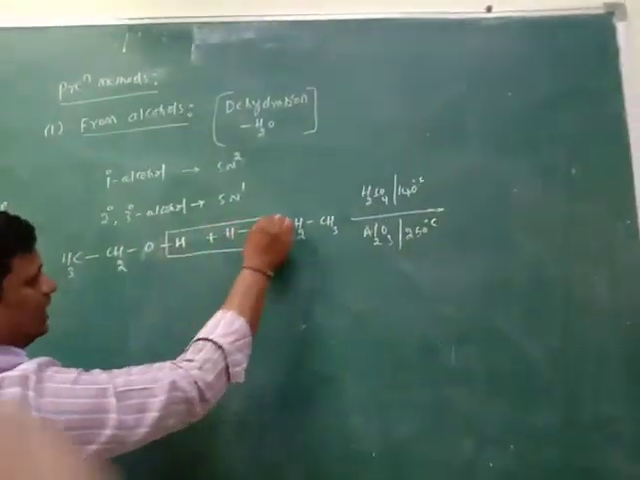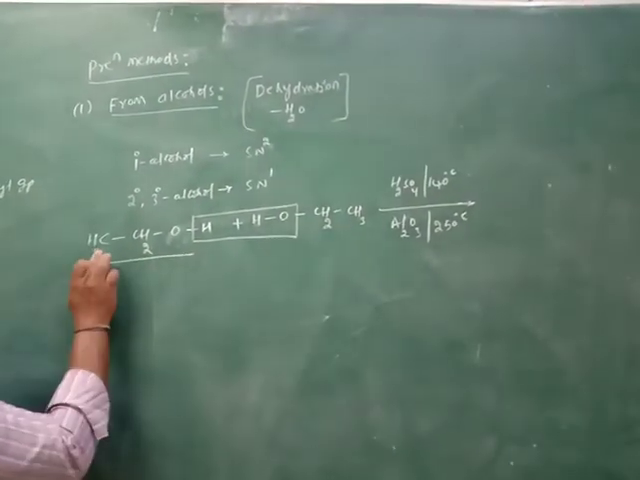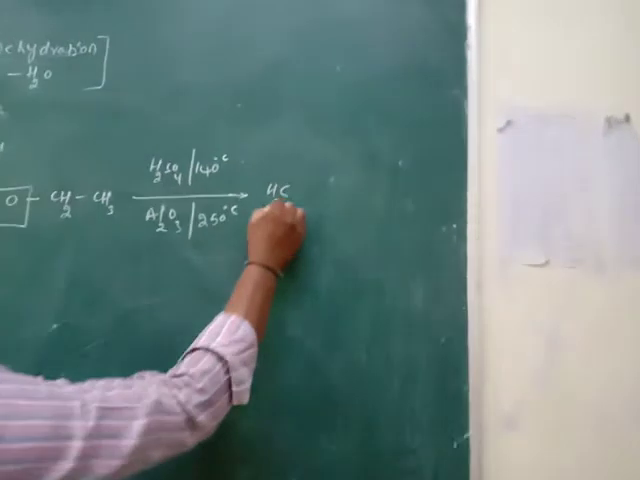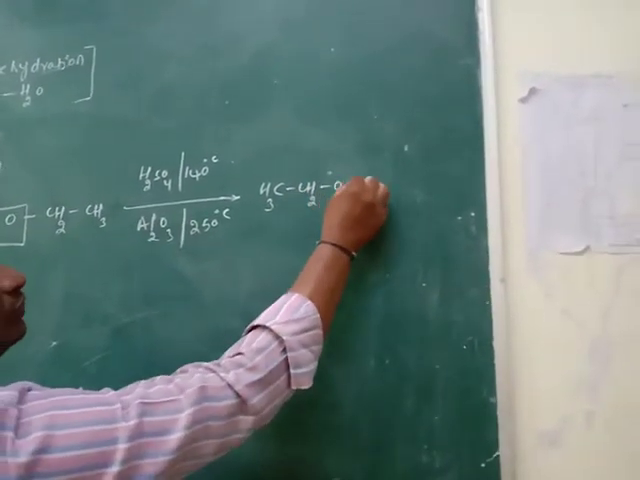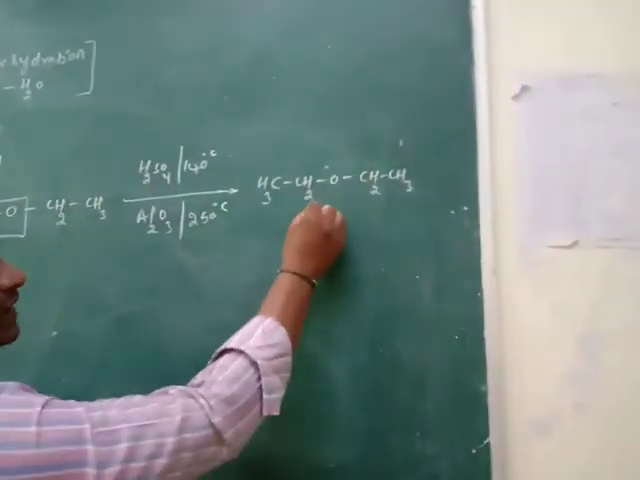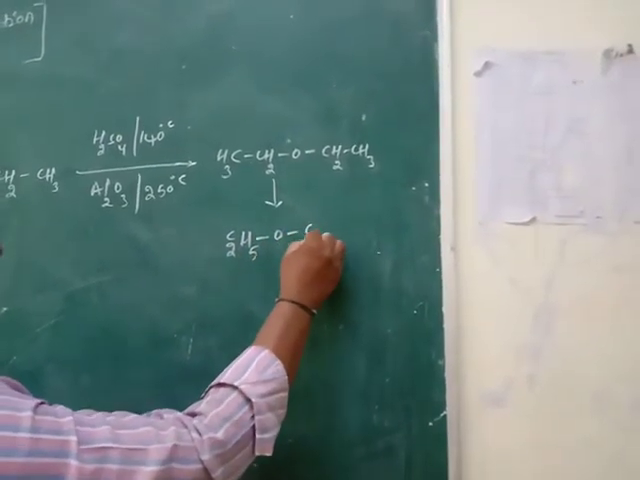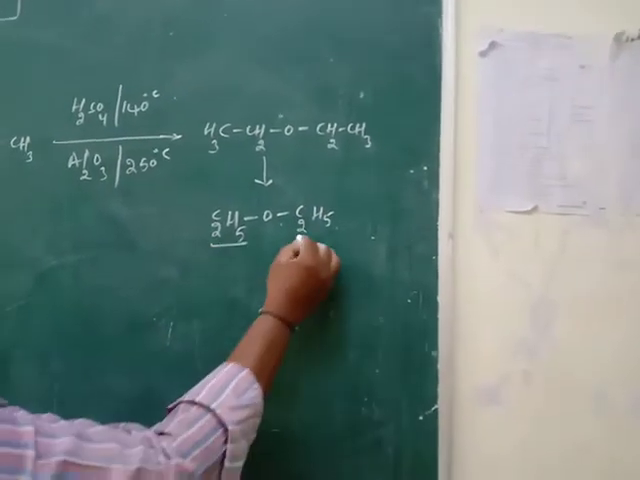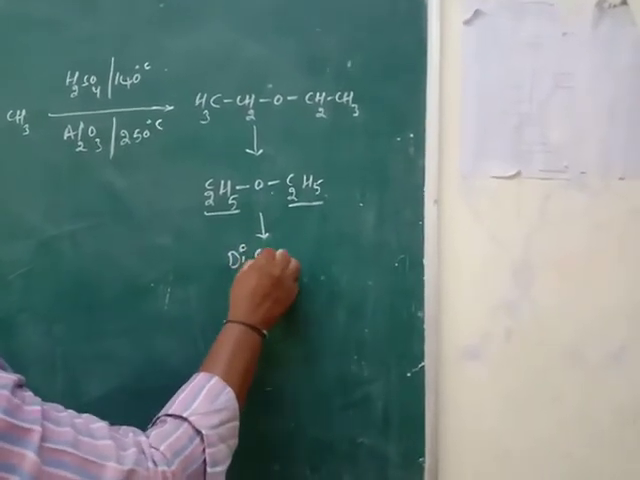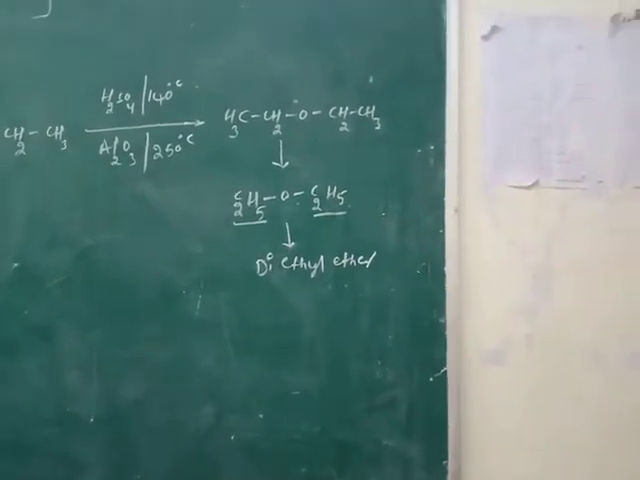So H and OH are removed as H2O. The remaining compound is CH3CH2-O-CH2CH3, which can simply be written as C2H5-O-C2H5. Two ethyl groups are attached to oxygen, so the name of the compound is diethyl ether. Diethyl ether is one of the ether compounds.